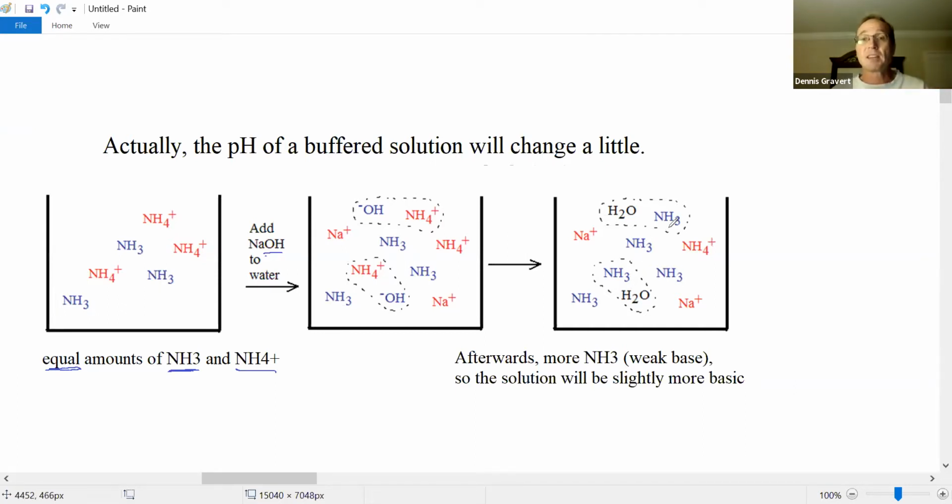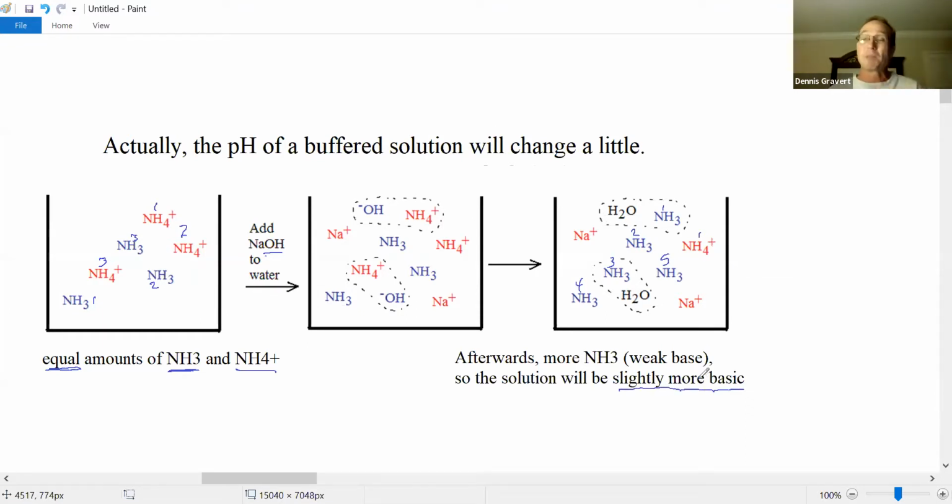But let's count up things. We got 1, 2, 3, 4, 5 ammonia molecules here. And we only have 1 ammonium ion. Whereas before we had 1, 2, 3 ammonias, and we also had 1, 2, 3. We had equal amounts of the weak acid and the weak base. And now we have more of the weak base. So more base means the solution will be slightly more basic.